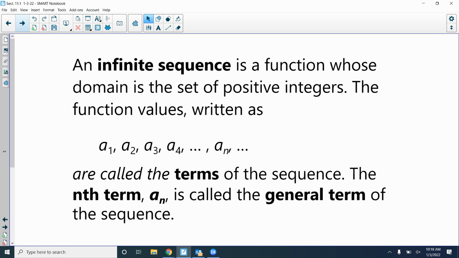Definition-wise, we're talking about an infinite sequence. It's a function. Function means one input. You put in an x, you get one output, whose domain is a set of positive integers.